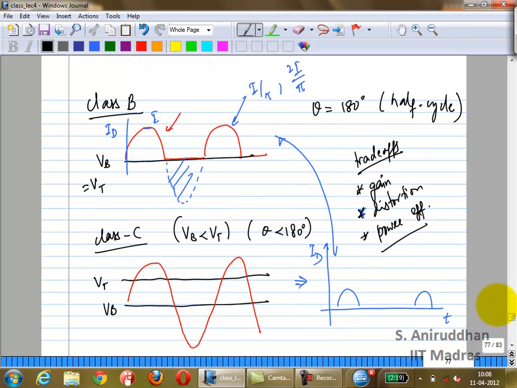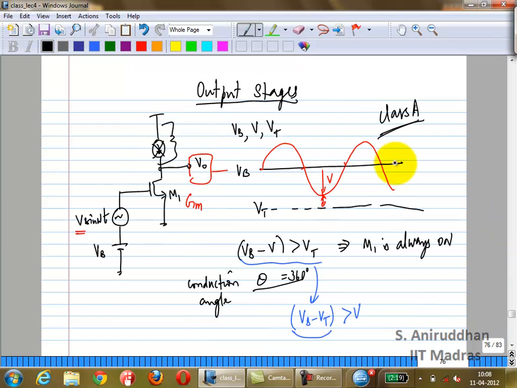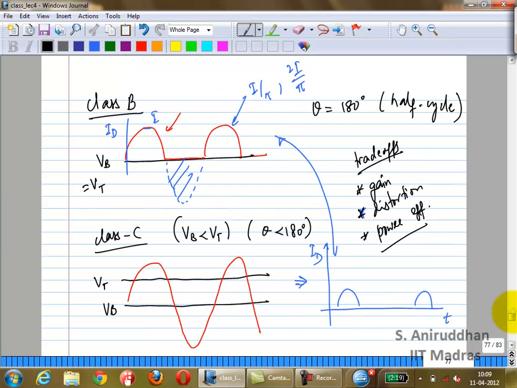For class B, the conduction angle is 180 degrees, and therefore if you see class A, both the current and voltage waveforms will be sinusoidal, whereas for class B, the voltage waveform will be sinusoidal. Hopefully that's what you want to get. The current waveform, on the other hand, will look like a half sine wave, a rectified sine wave.